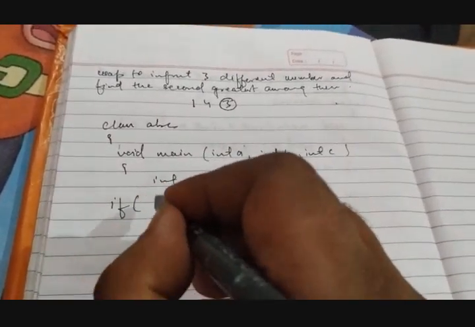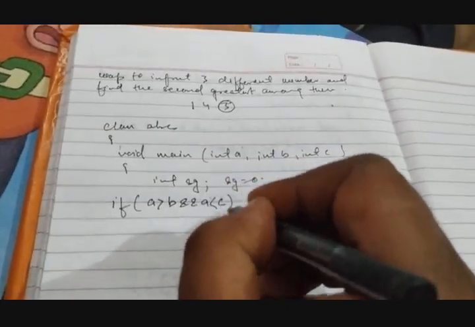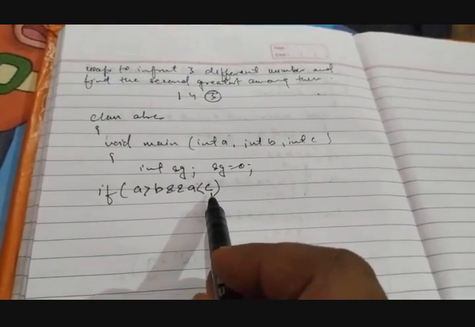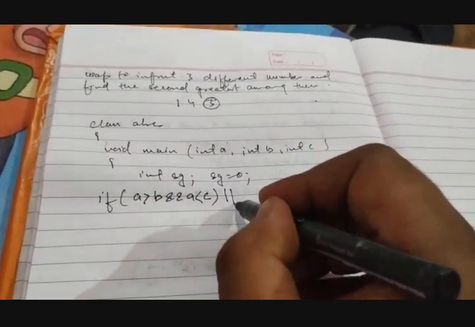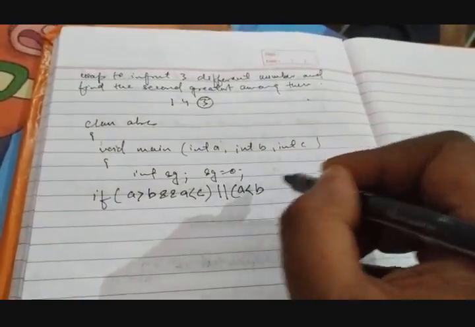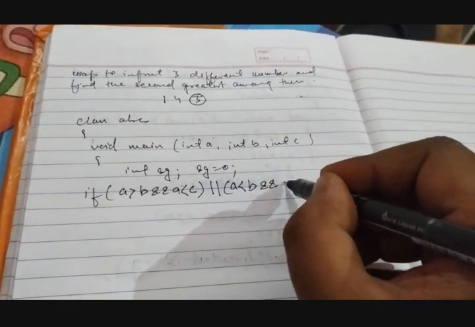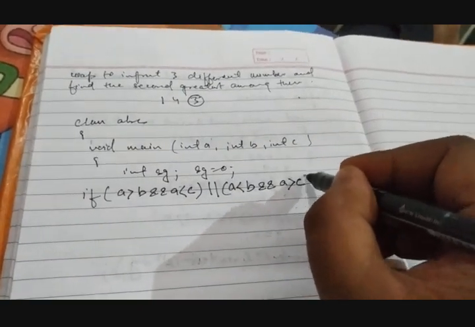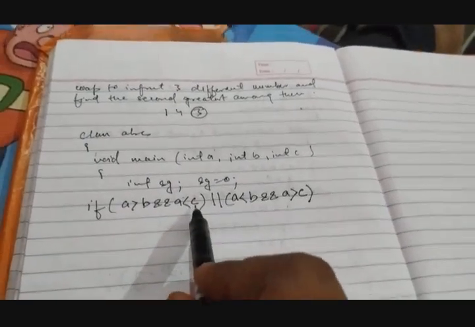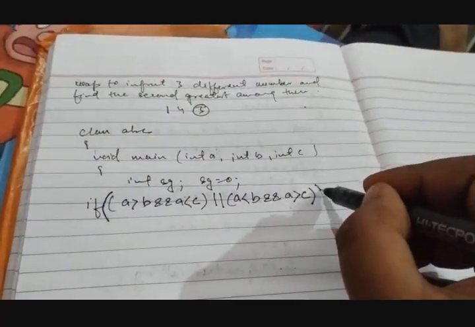How will be the condition? If A is greater than B and A is less than C, or A is less than B and A is greater than C, that is, the first number is smaller than the second and the first number is greater than the third. Now this is one expression, this is a second expression. So if an expression is missing, you need to put a bracket.